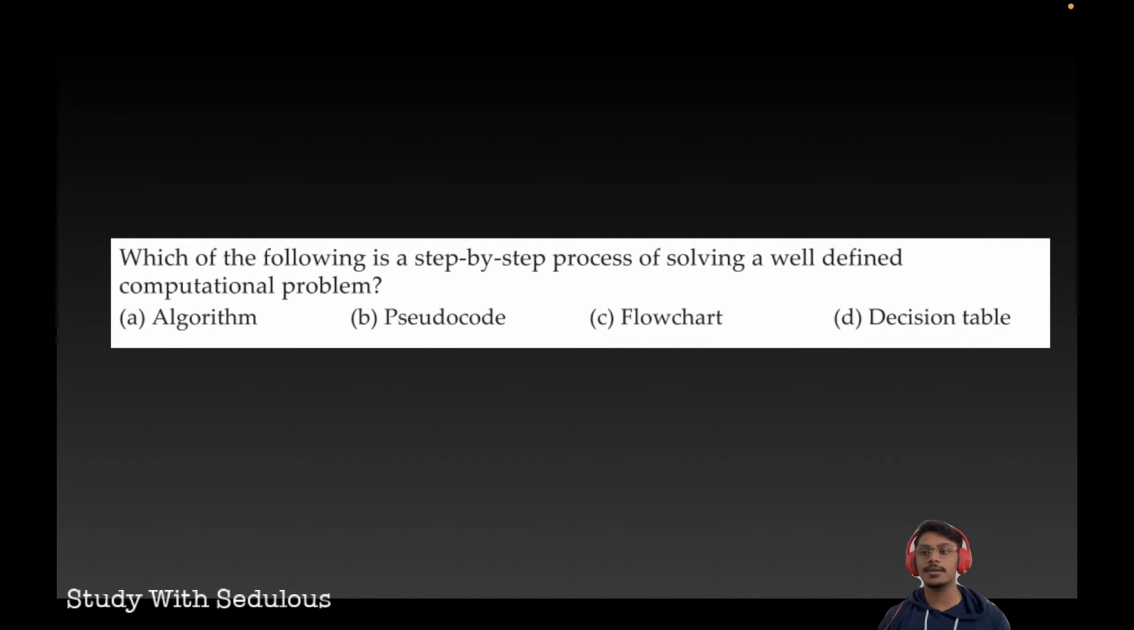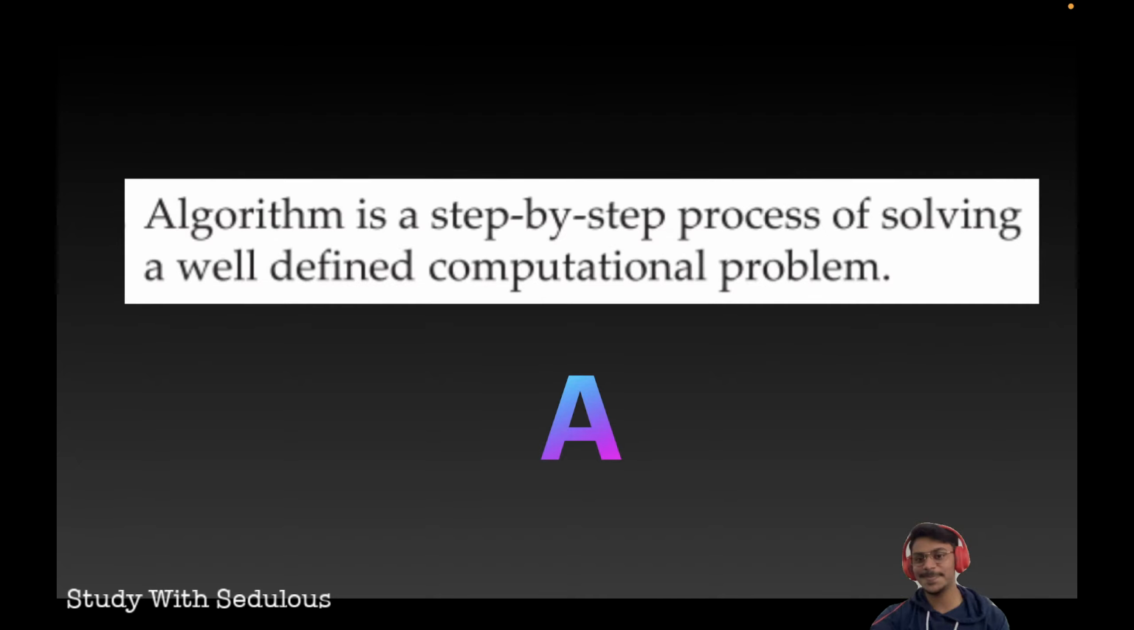Oh wait, it wasn't flowchart? Okay, solving a well-defined computational program. What a mistake on me. It's actually not flowchart because we have never said we have something well-defined to actually do, right? It's a step-by-step process of solving a well-defined computational problem in complete sense itself. So it's an algorithm. I was wondering why this algorithm is not flowchart. Fine, okay, it's algorithm, my mistake. Algorithm is a step-by-step process of solving a well-defined computational problem.